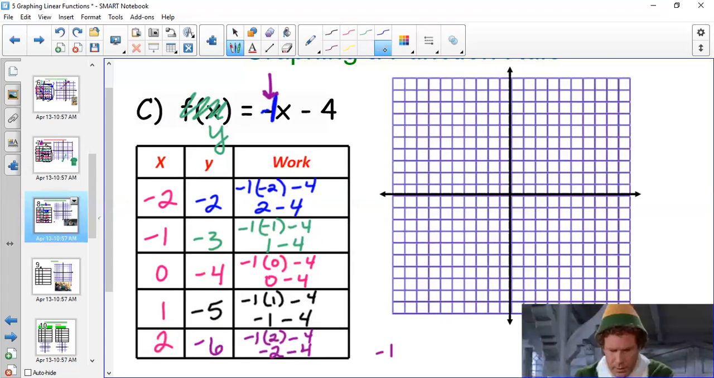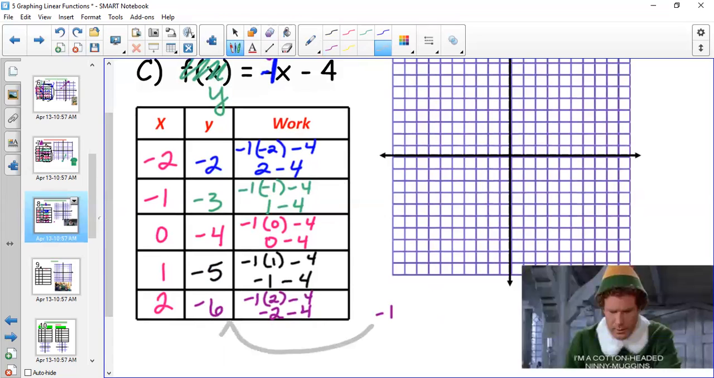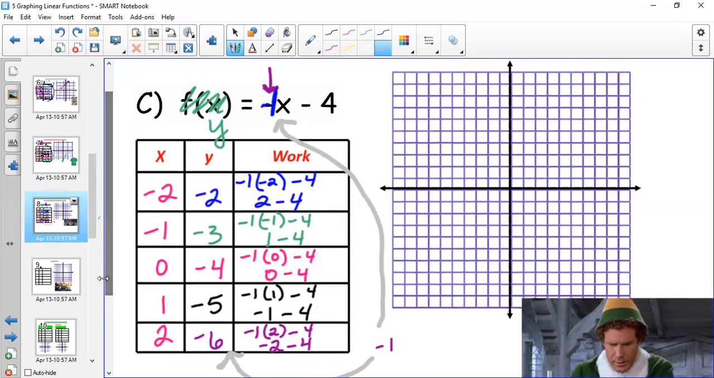Notice, I must have done something right, because what was happening to my numbers? They were going down by 1, which again matched my coefficient. So a nice way to self-check. All right, so let's plot our points. -2, -2 would be left 2, down 2. -1, -3, left 1, down 3. 0, -4, down 4. 1, -5, right 1, down 5. And 2, -6 would be right 2, down 6. Again, you should get a line or you plotted your points incorrectly.